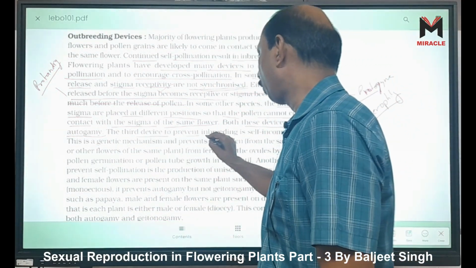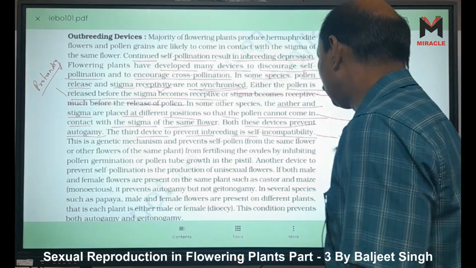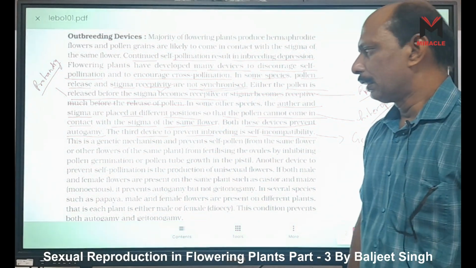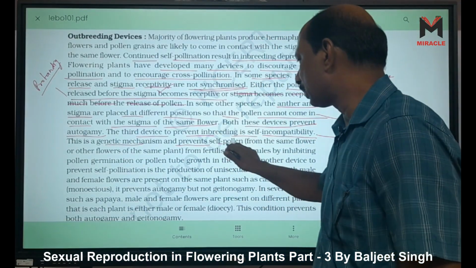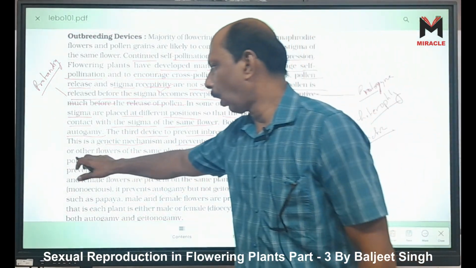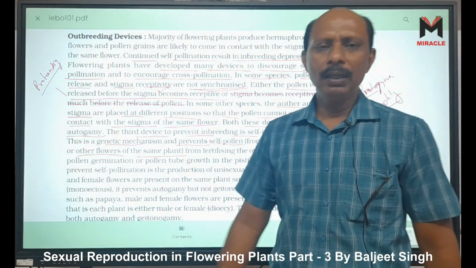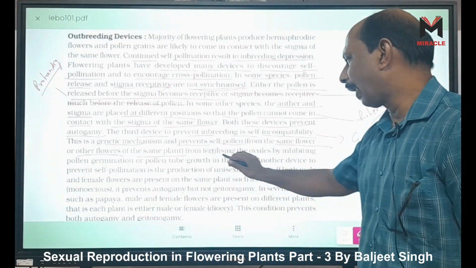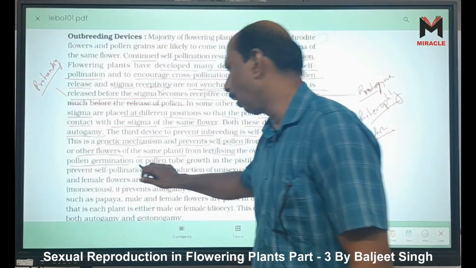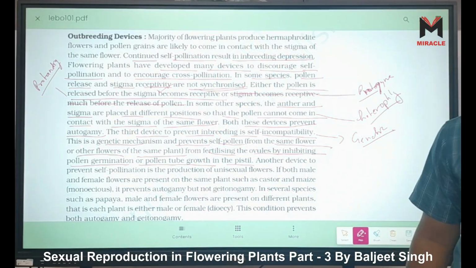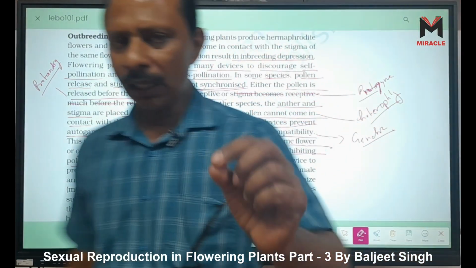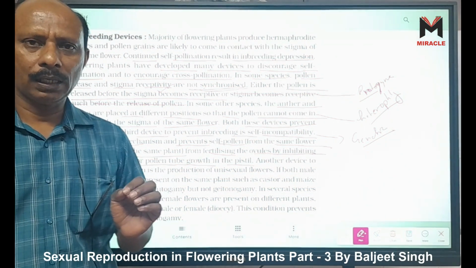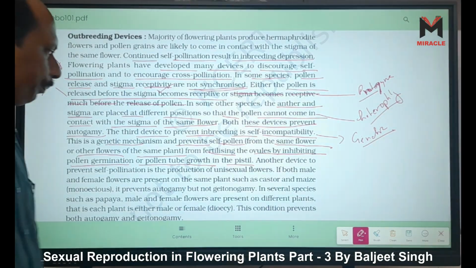The third device to prevent inbreeding is self-incompatibility. This is genetic, right? Self-incompatibility is a genetic mechanism and prevents self-pollination from the same flower or another flower of the same plant. It prevents autogamy as well as geitonogamy from fertilizing the ovules by inhibiting pollen grain germination or pollen tube growth in the pistil. Means if pollen comes from the same plant or the same flower, no pollen tube germination occurs here, right? Due to the presence of some inhibitors.